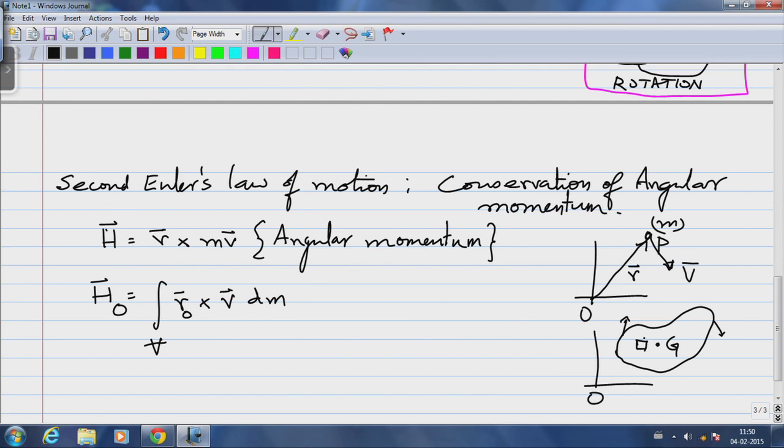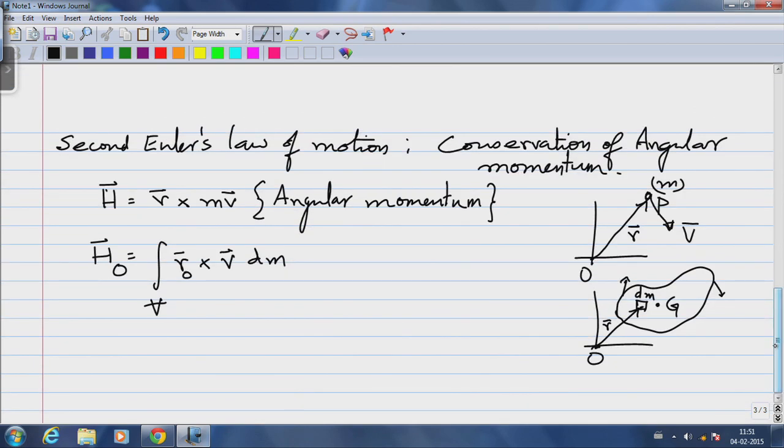So, if I take an elemental mass dm, I know the position vector r from the position O to dm, r times v dm, and if that point locally has some velocity v, the r times v dm integrated over the whole mass of the body, over the whole volume of the body, gives me the angular momentum about O. So, what the subscript here h sub O means, it denotes angular momentum about O.